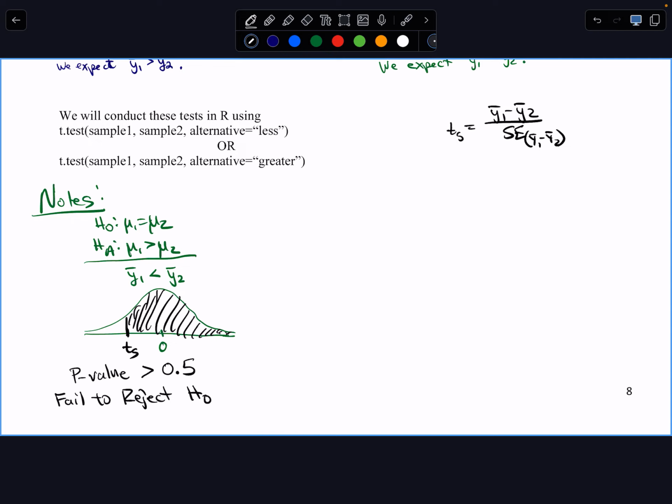So without putting any data into RStudio, without getting the p-value results, I know that if my alternative looks this way, but my data look this way, they're in opposite directions, I know my p-value is greater than 0.5, and my result is that I'm going to fail to reject the null.